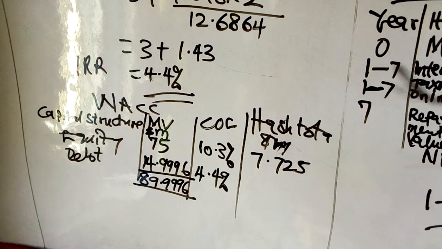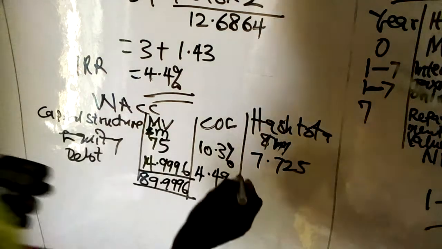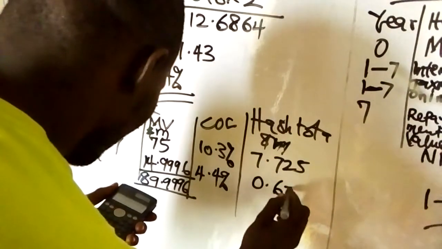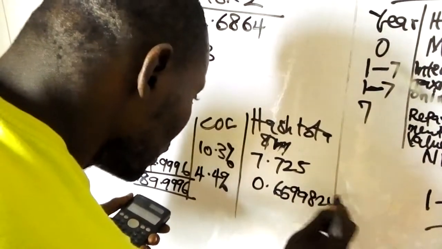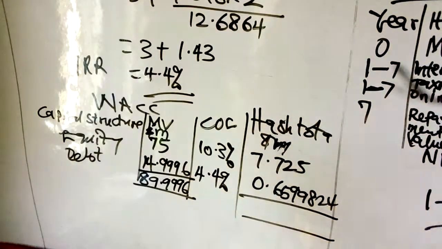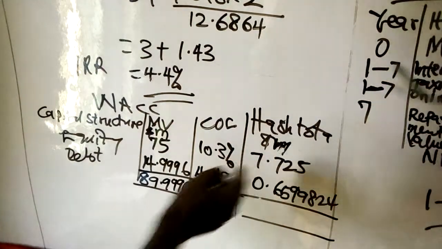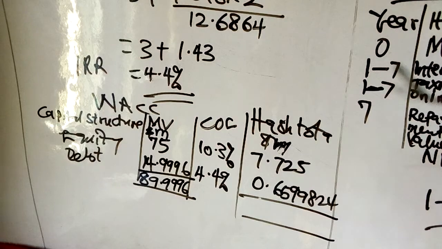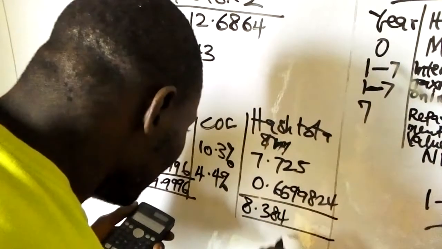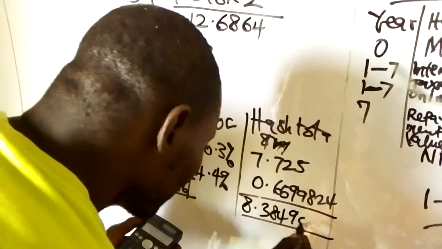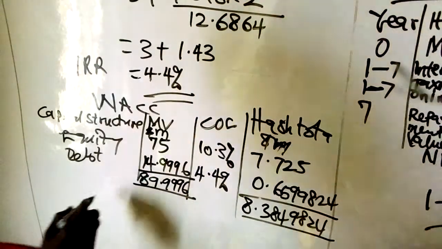Then 14.9996 million times 4.4%. That gives us 0.6599824. So the total of the hash total, if you sum up this and this, plus 7.725, then you have 8.3849824.